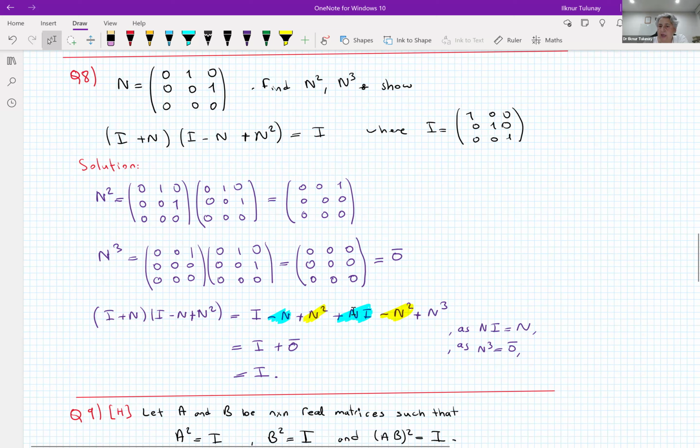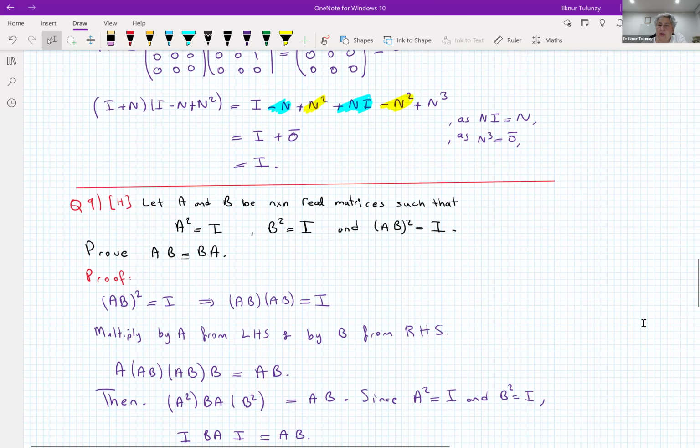n times I is equal to n. So this one will cancel out with this one. I have n cubed here. n cubed is the 0 matrix. And the 0 matrix added to another matrix will be just itself. So I plus the 0 matrix is the identity matrix. It's a pretty straightforward solution.